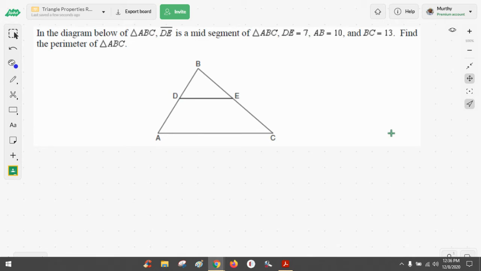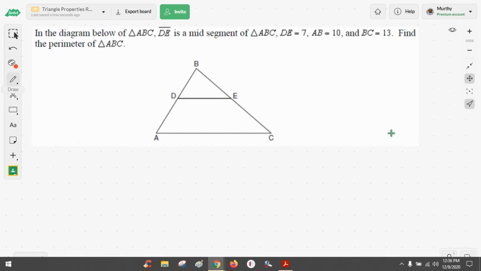How can you remember? Suppose D is the midpoint of side AB, and E is the midpoint of side BC. So the value of D, let's say that if AC is 10 units, D is going to be half of that. That's it.